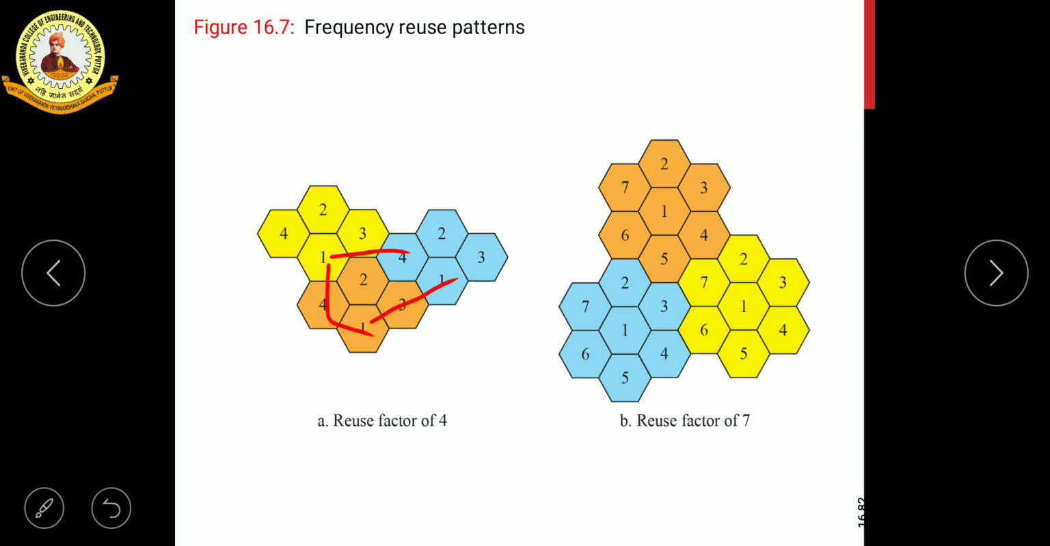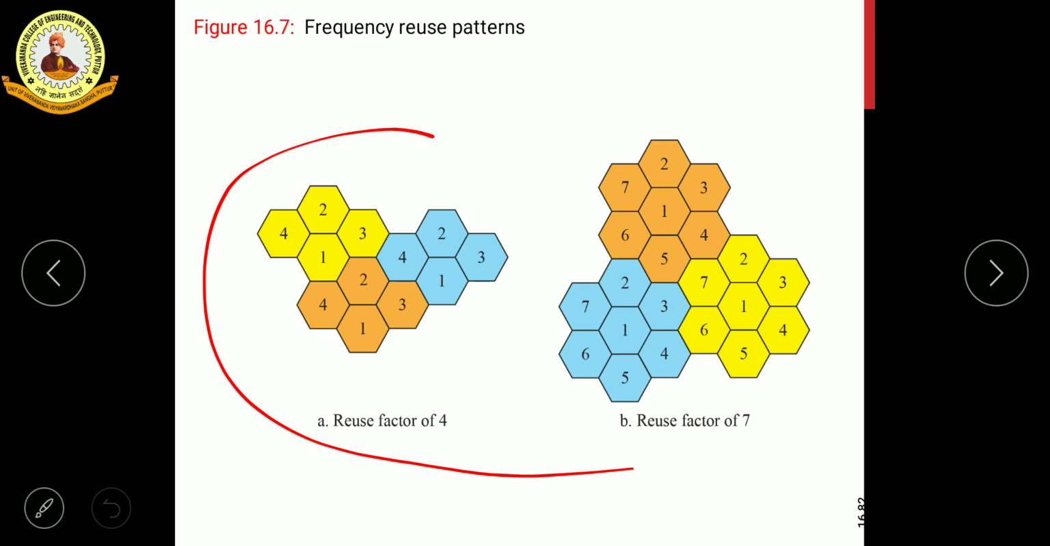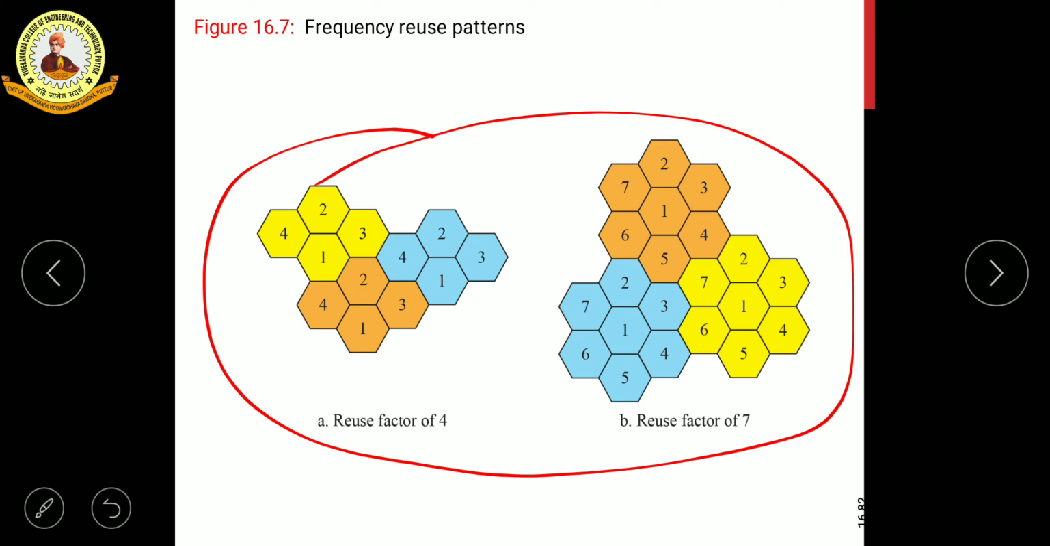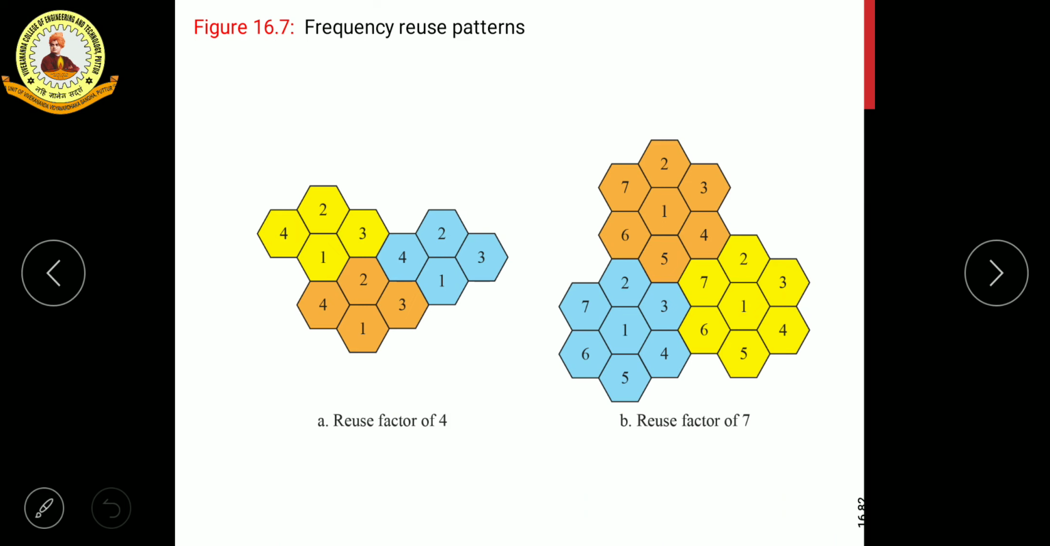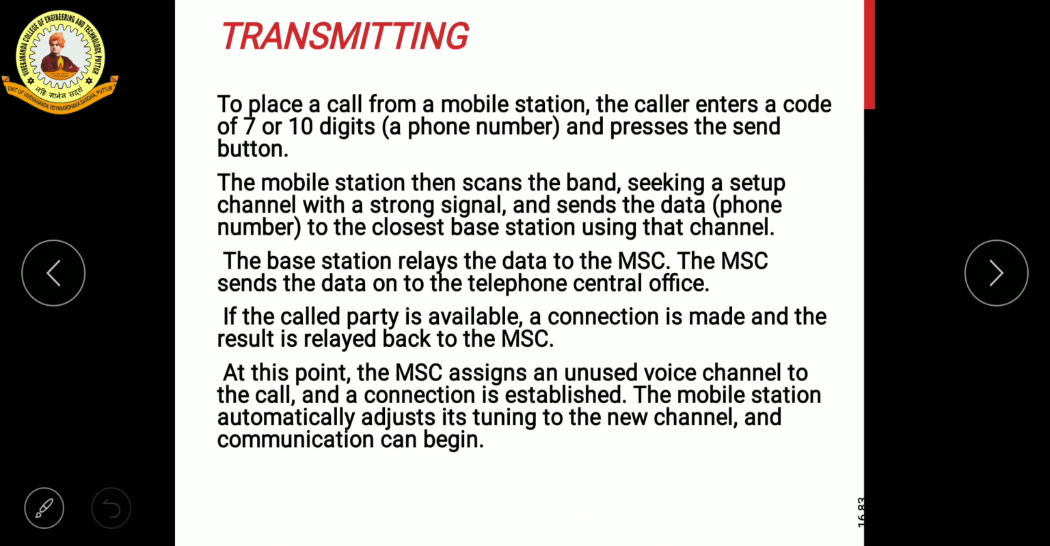Are you understanding? What is our aim while assigning frequencies? Our aim is to make neighboring cells use different frequencies. That is all. If you use a reuse factor of 4, we will have only one cell between the same set of frequencies. If you use a reuse factor of 7, we will have 2 cells between the same set of frequencies. Okay, that's it.